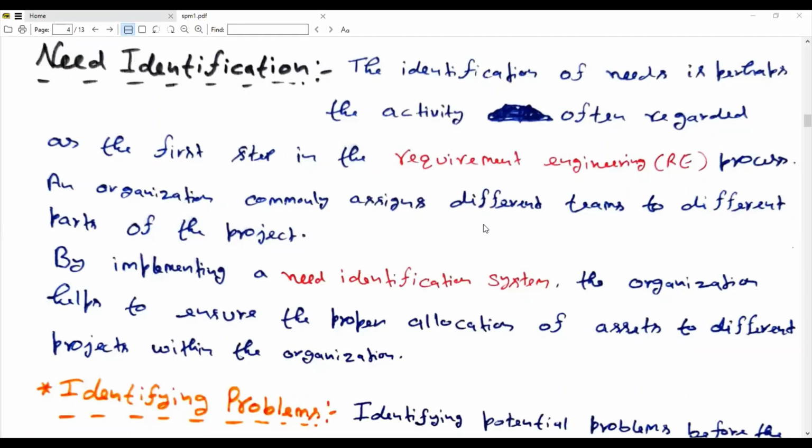Welcome all. This is our second lecture of this series named Software Project Management. And our today's topic is need identification.